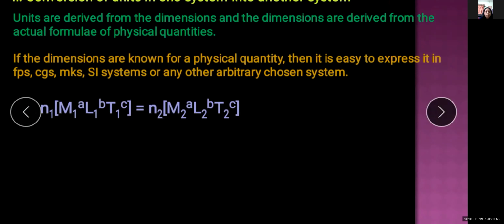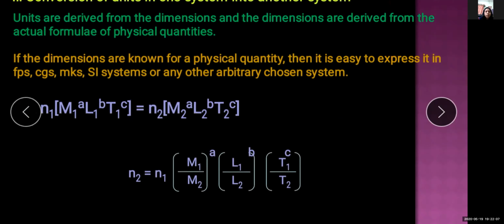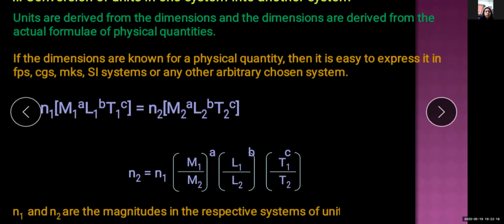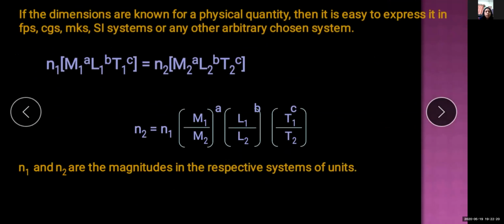When we are going to convert one system to another system, we use this formula: n1 [M1^a L1^b T1^c] equals n2 [M2^a L2^b T2^c]. So n2 equals n1 [M1/M2]^a [L1/L2]^b [T1/T2]^c. Here n1 and n2 are the magnitudes in the respective systems of units.